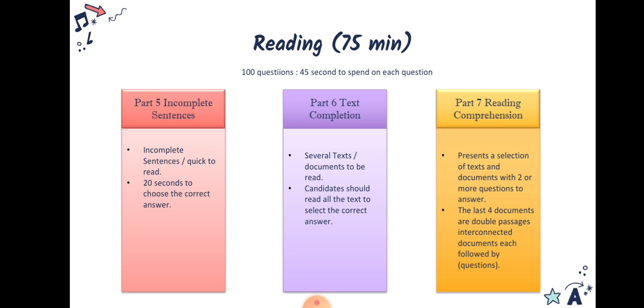Reading. Part 5 is incomplete sentence. Incomplete sentences need to be read quickly, with 20 seconds to choose the correct answer. Part 6, text completion. Several texts or documents are to be read. Candidates should read all the text to select the correct answer. Part 7, reading comprehension. Presents a selection of texts and documents with two or more questions to answer. The last four documents are double passages, interconnected documents, each followed by questions.